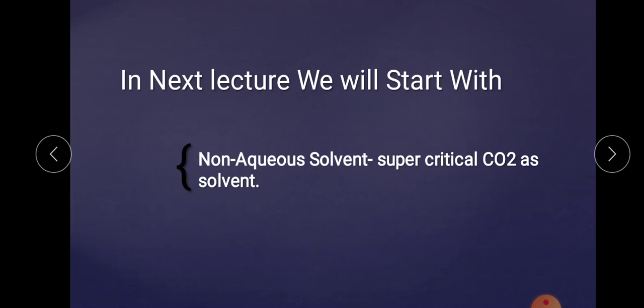In the next lecture we will deal with another non-aqueous solvent, supercritical CO2.